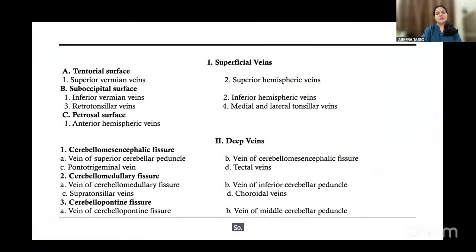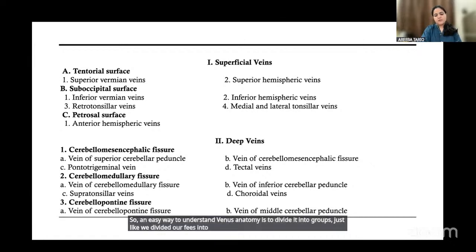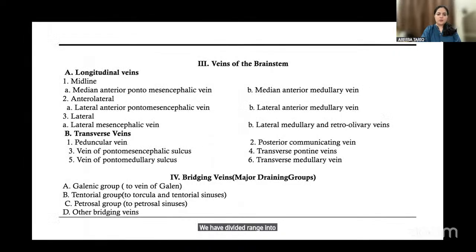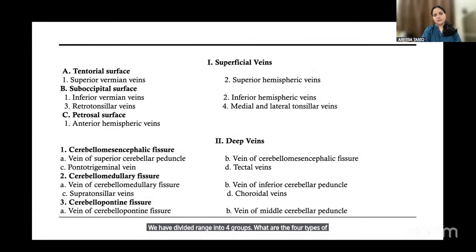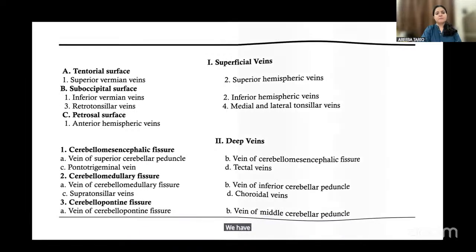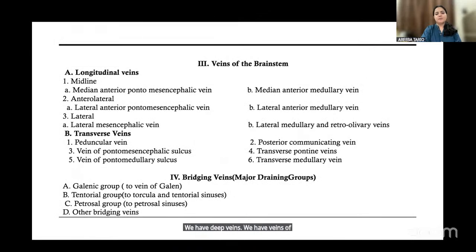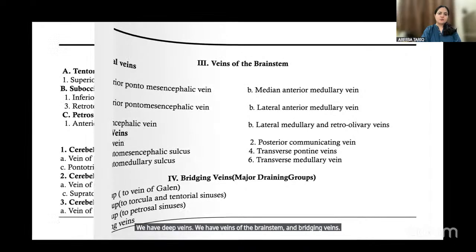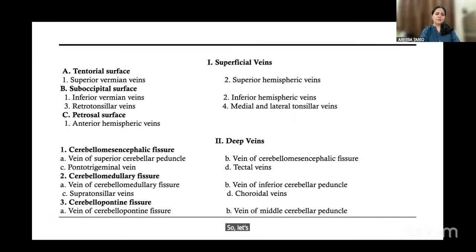So an easy way to understand venous anatomy is to divide it into groups. Just like we divided arteries into 3 groups, we have divided veins into 4 groups. What are the 4 types of veins that are present in the posterior fossa? We have superficial veins, we have deep veins, we have veins of the brainstem, and bridging veins. So let's go through all of them one by one.